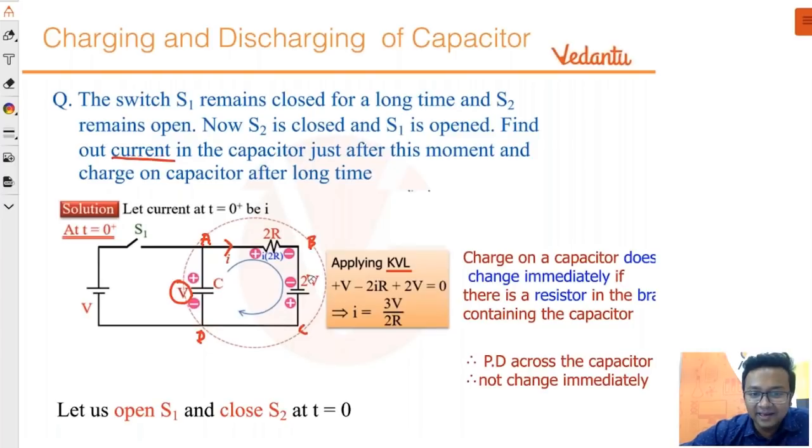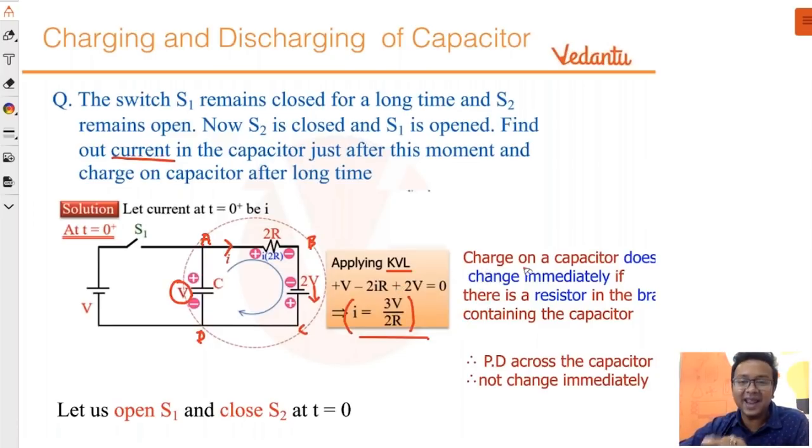All right. And here it is again going from the negative terminal to the positive terminal. So there is a potential rise, so we take it as positive, my dear students. So that's V plus 2V minus 2IR is equal to 0. If we calculate, we get a simple solution: I is equal to 3V by 2R.